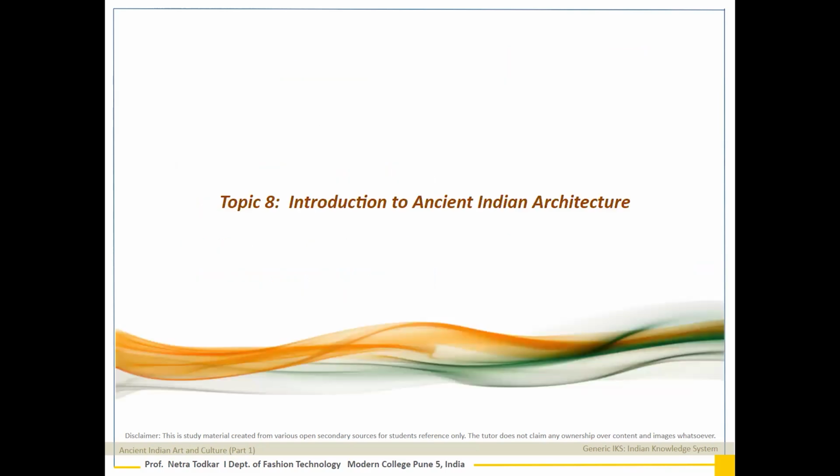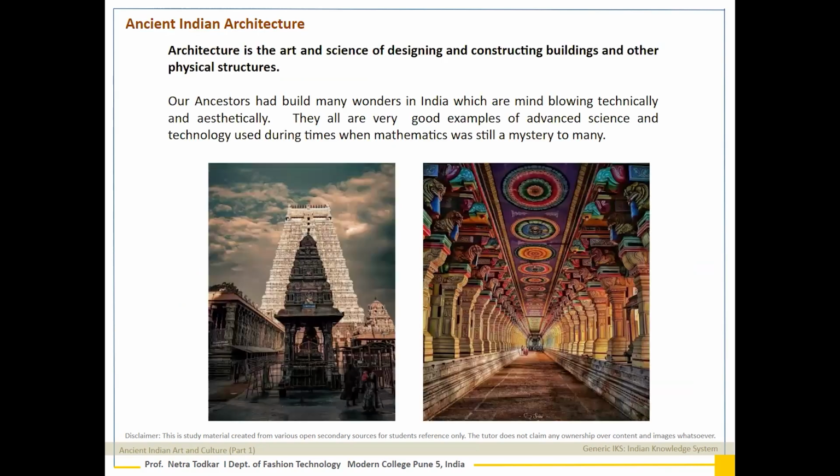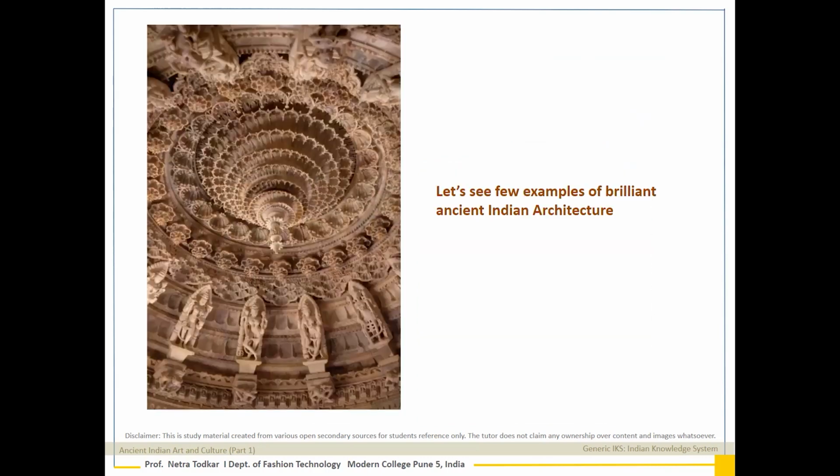Topic 8. Introduction to Ancient Indian Architecture. Architecture is the art and science of designing and constructing buildings and other physical structures. Our ancestors had built many wonders in India which are mind-blowing technically and aesthetically. They are all very good examples of advanced science and technology used during times when mathematics was still a mystery to many. Let's see a few examples of brilliant ancient Indian architecture.